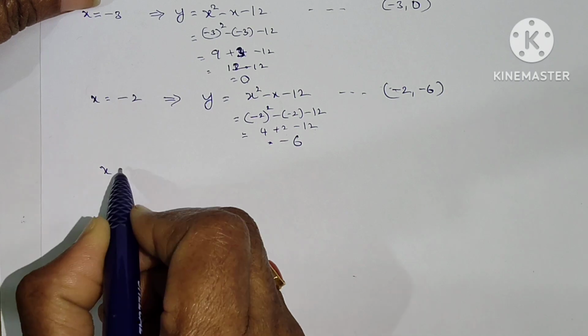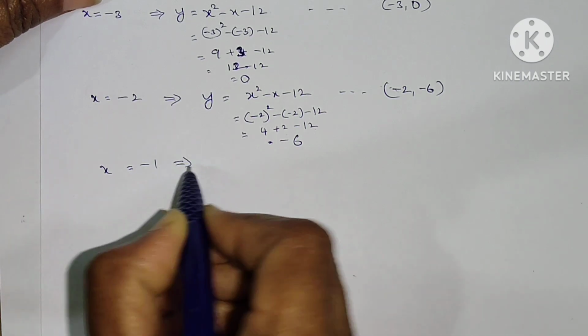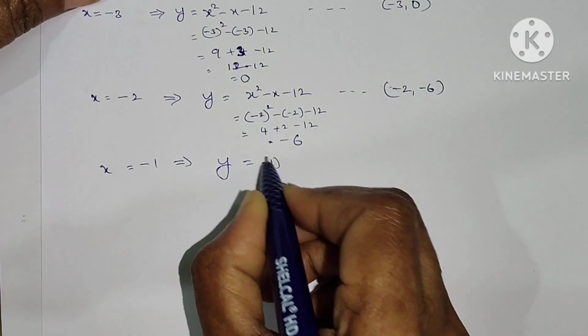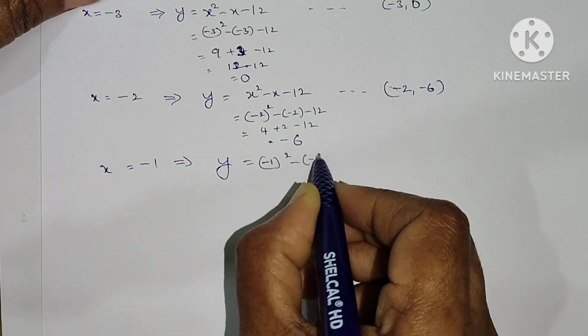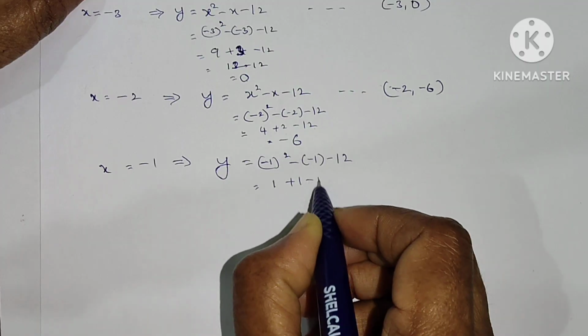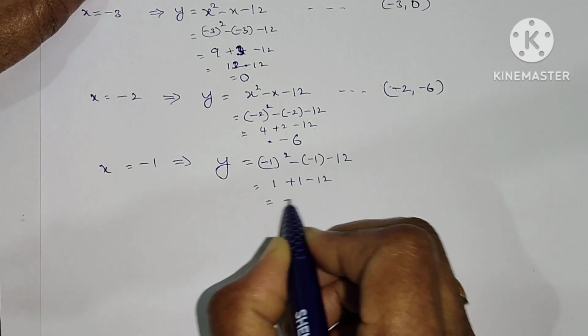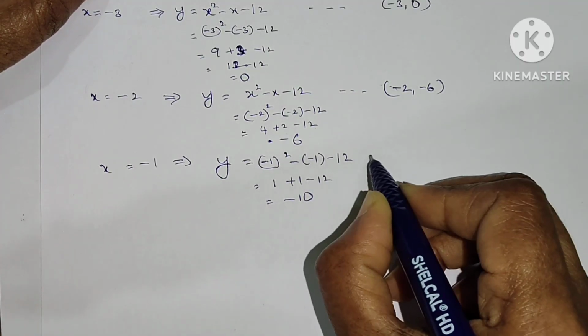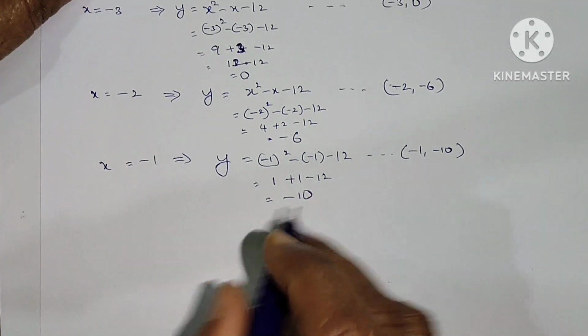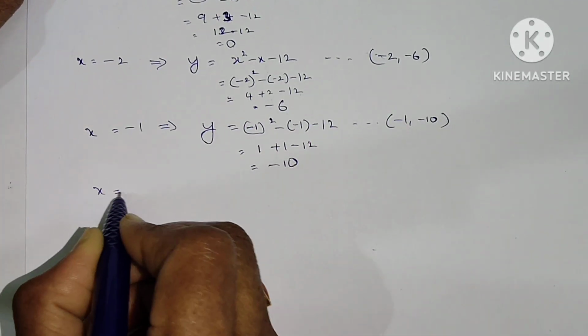Next we take x equal to minus 1. X equal to minus 1 means we write minus 1 whole square minus of minus 1 minus 12. Minus 1 whole square means 1, plus 1, minus 12. So that equals minus 10. So the point is minus 1 comma minus 10. So next we take x equal to 0.